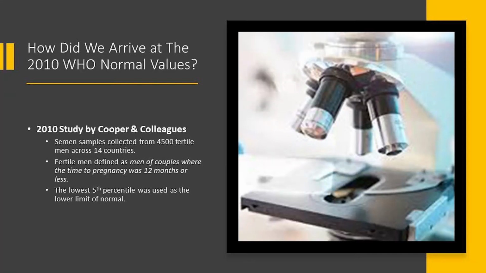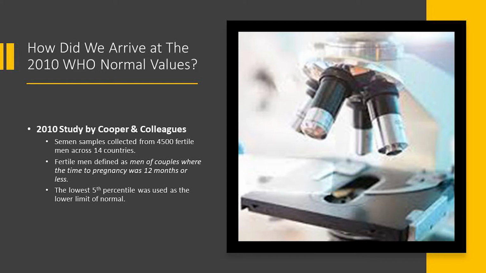Well, your doctor will interpret your numbers relative to what we call the normal reference range. Here, if your values are above or below or even within the range, this will tell us a story and help us understand what abnormalities there might be, if there are any. So how do we arrive at the normal values or the reference range? Well, these are typically referred to as the 2010 World Health Organization normal values. This all came from a study that was very well conducted. In 2010, Cooper and several other colleagues retrieved semen samples from just over 4,500 fertile men across 14 different countries.